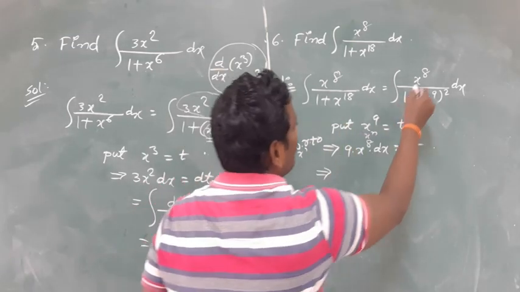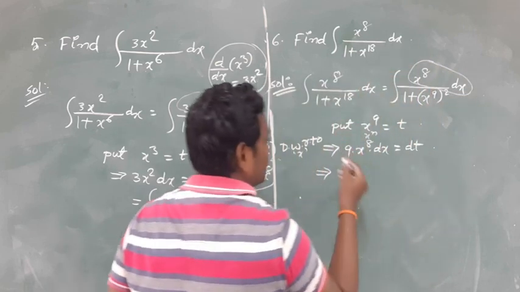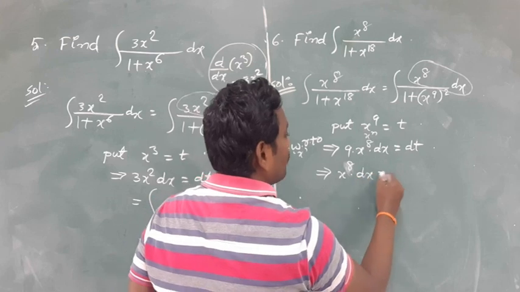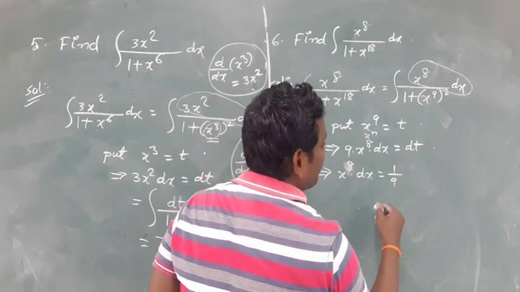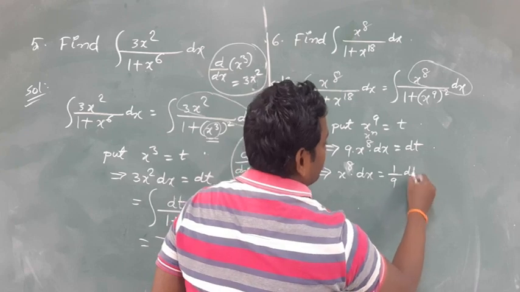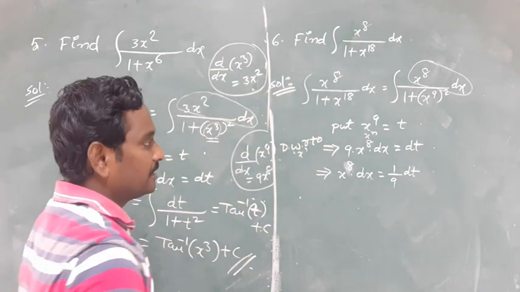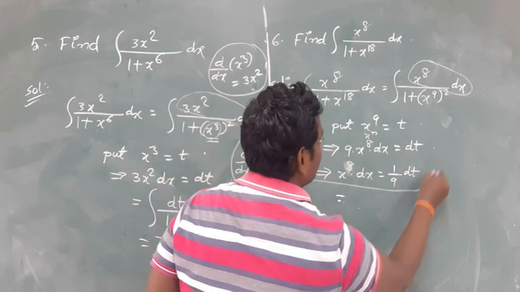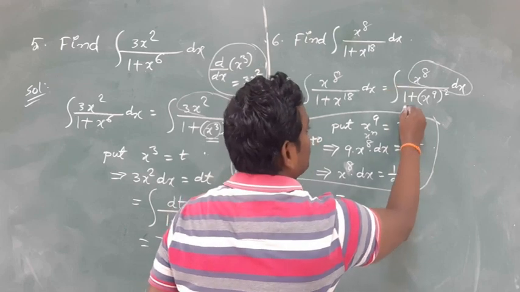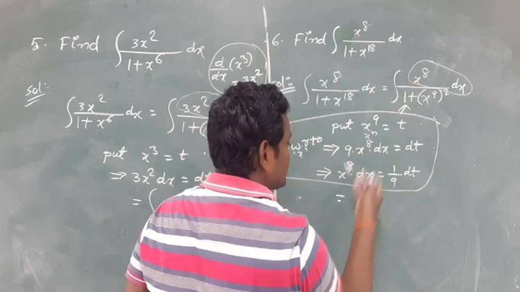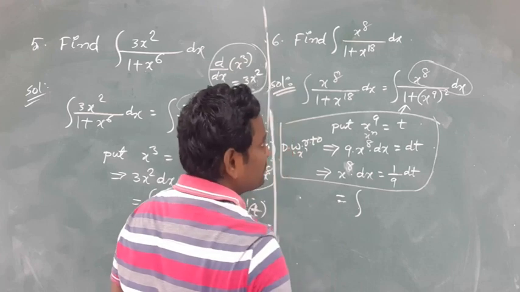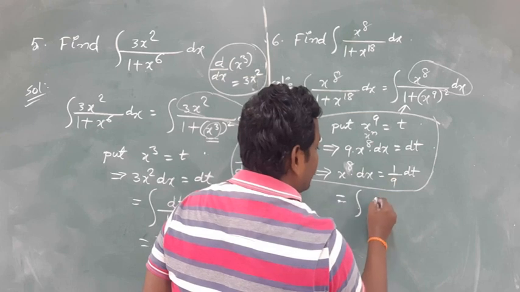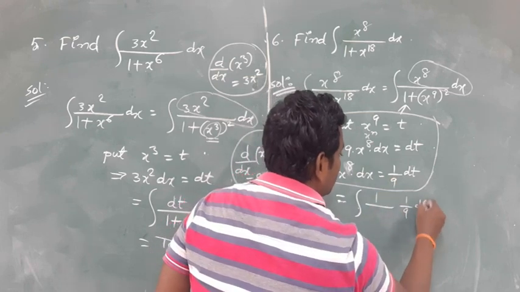But in the numerator we have only x power 8 into dx only. That's why, what is x power 8 into dx? It is 1 by 9, taking this 9 to the right hand side denominator, 1 by 9 dt. So this above problem becomes, with these substitutions, integration of x power 8 into dx, which is nothing but 1 by 9. So write 1 by 9 dt here.